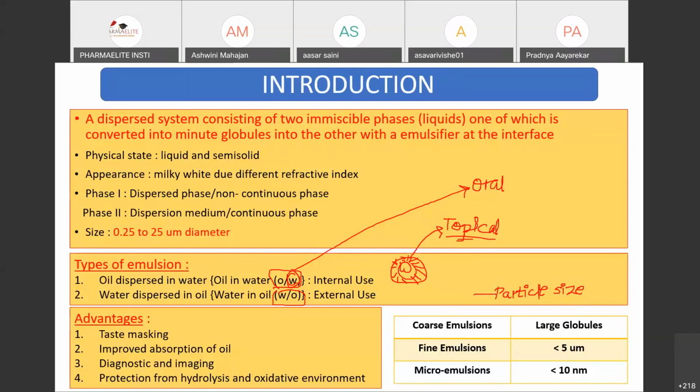With regards to particle size, your coarse emulsions will basically have large globules. Your fine emulsions will have a particle size which is less than 5 microns.